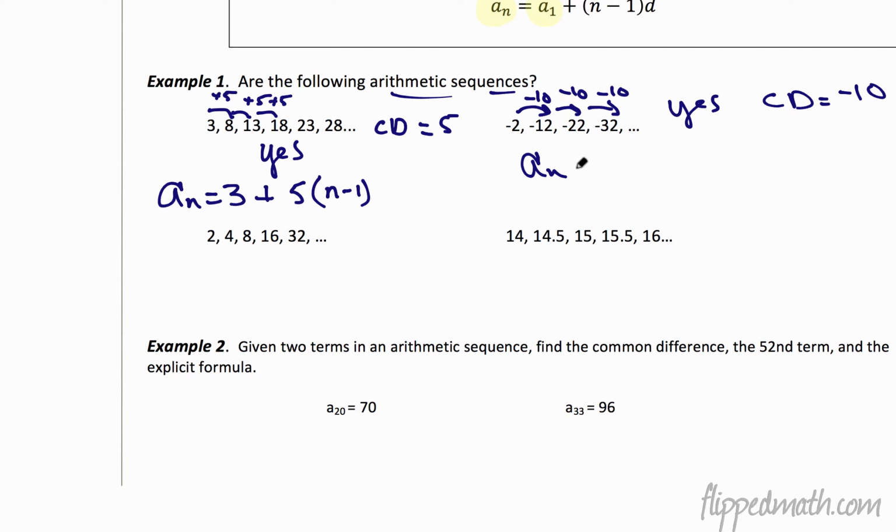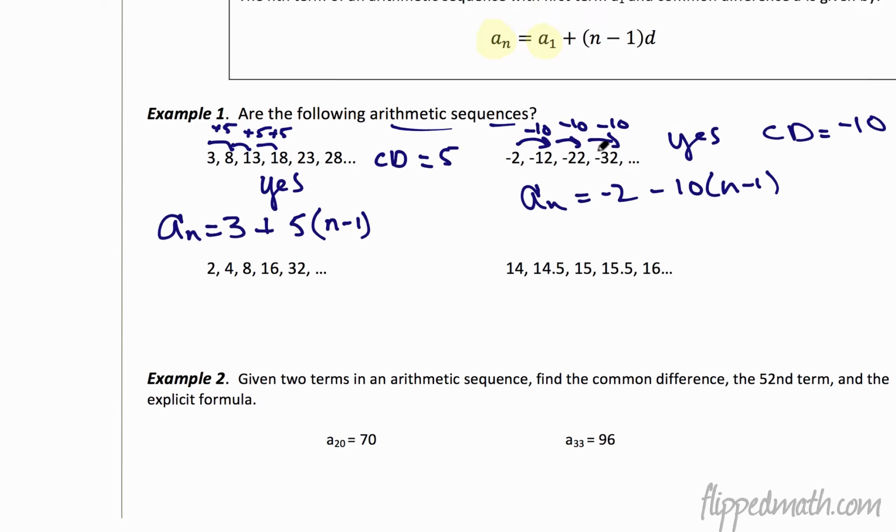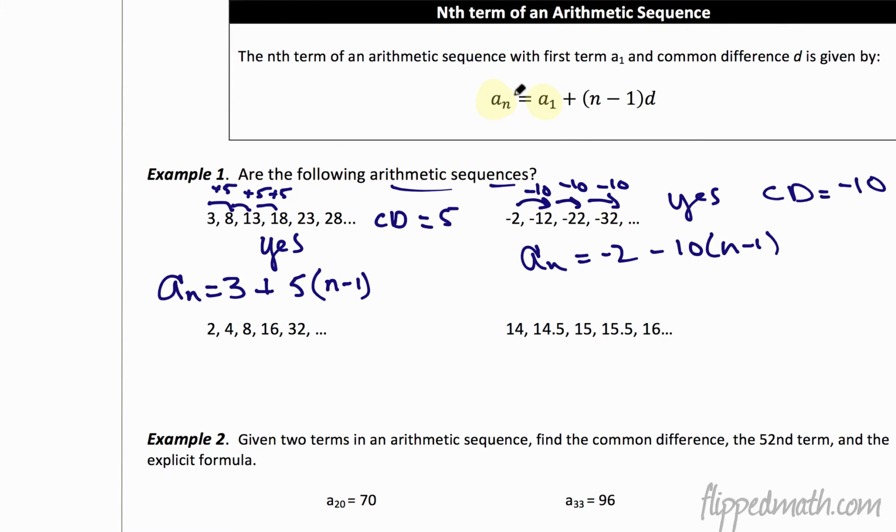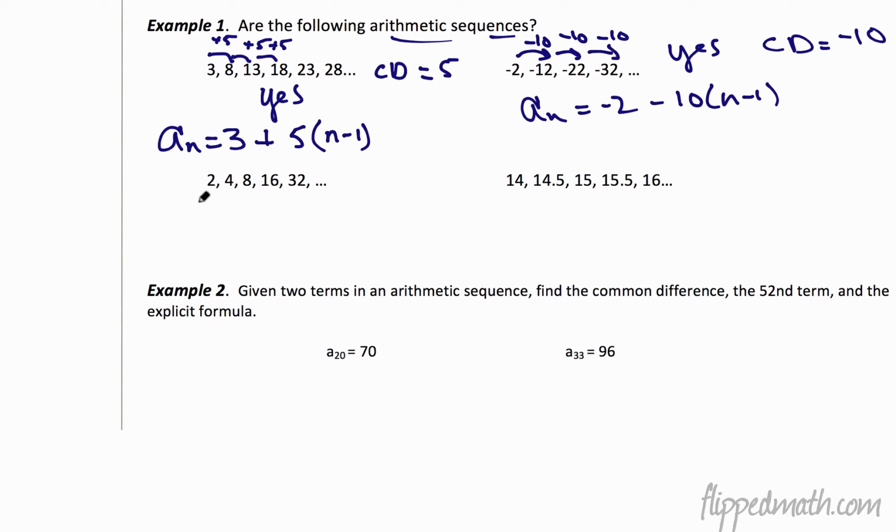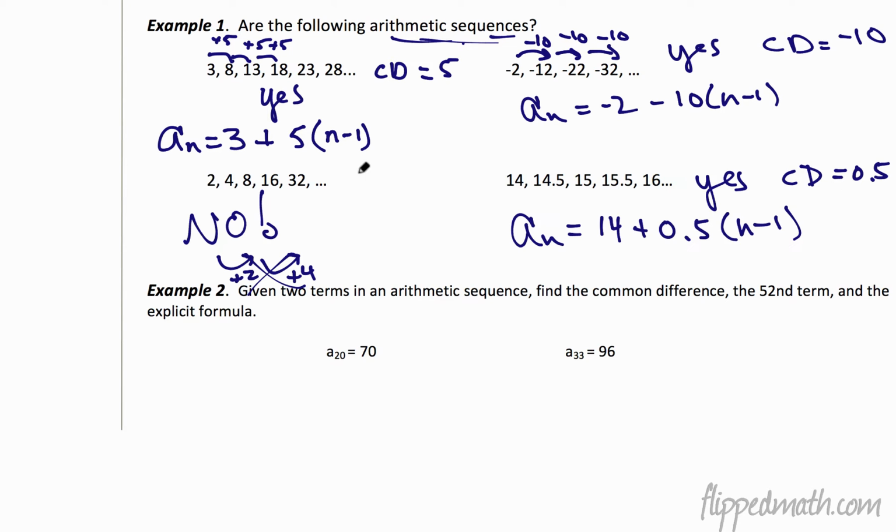So a sub n is going to equal, we start at negative 2, and we add how much each time? I'm going to take that add away because we don't add. We subtract 10 every time after that. So you see how that's falling into this generalized formula here. All right, look, why don't you try the next two? First, you have to check, is it an arithmetic sequence? And then if so, let's write the explicit formula. Go! Pause the video.